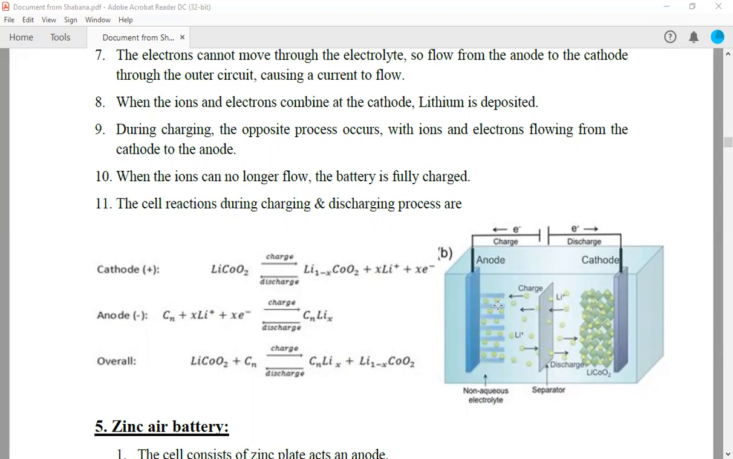So this is the overall reaction of the lithium battery.